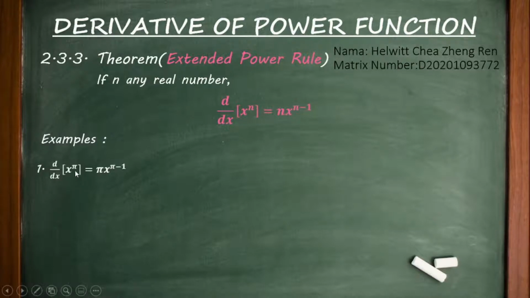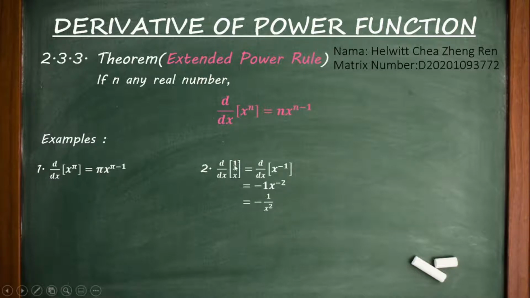Differentiate x to the power of pi. Pi is an example of n that is an irrational number. So differentiate x to the power of pi: this pi we bring to the front of x, and then the power is pi minus 1.